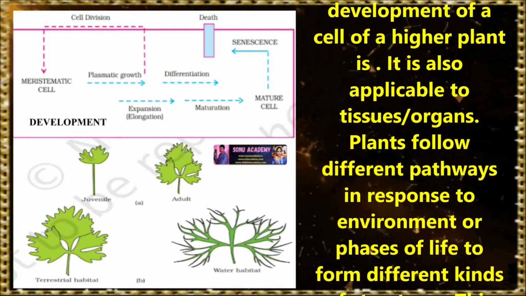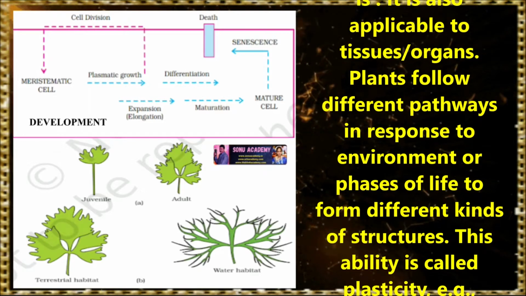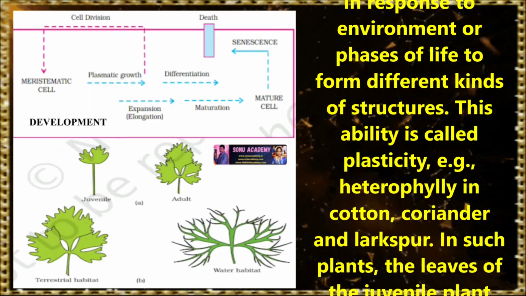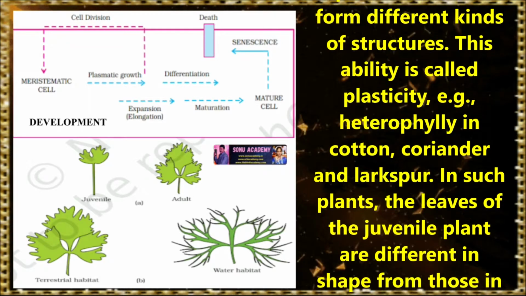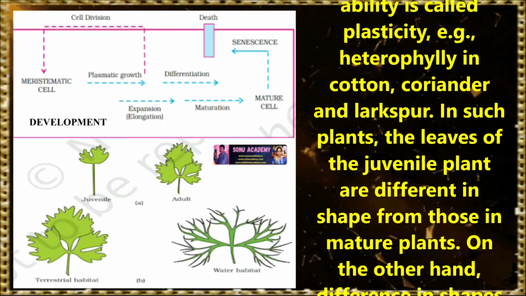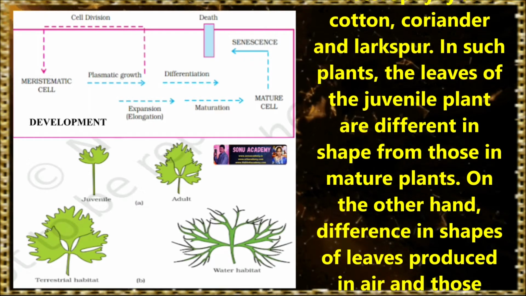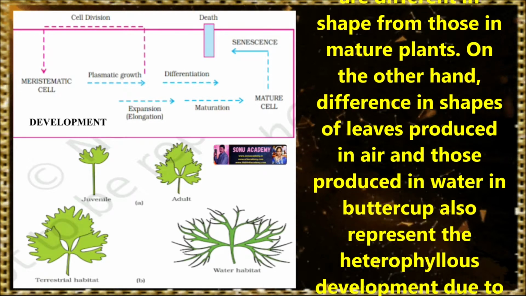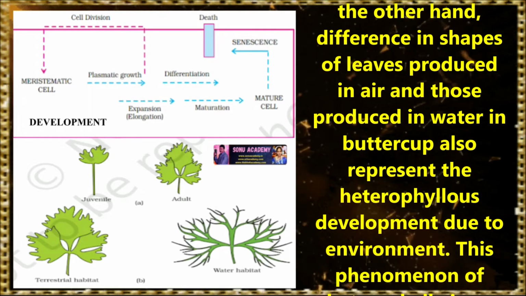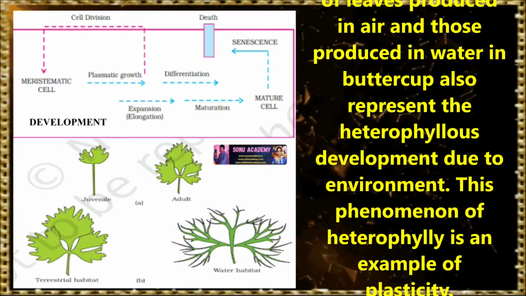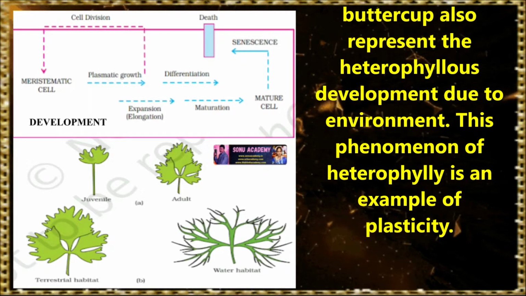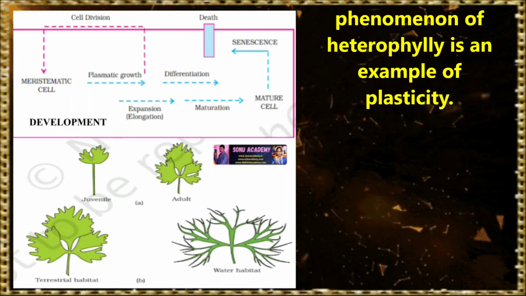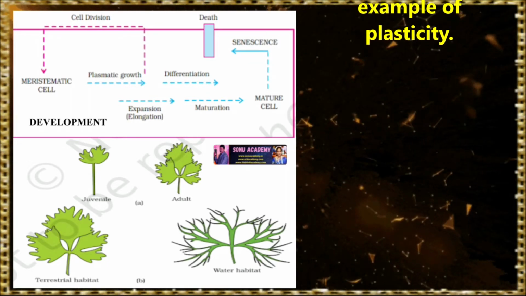Plants follow different pathways in response to environment or phases of life to form different kinds of structures. This ability is called plasticity. Heterophylly in cotton, coriander, and larkspur: in such plants, the leaves of the juvenile plant are different in shape from those in mature plants. On the other hand, the difference in shapes of leaves produced in air and those produced in water in buttercup also represents heterophylly, development due to the environment. This phenomenon of heterophylly is an example of plasticity.